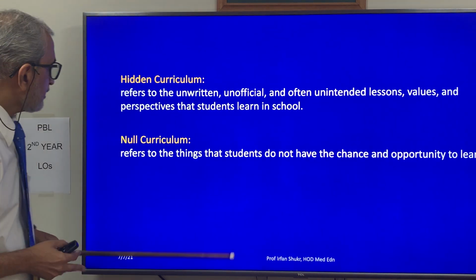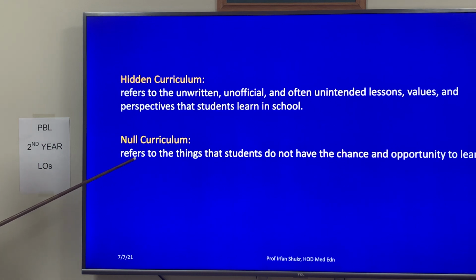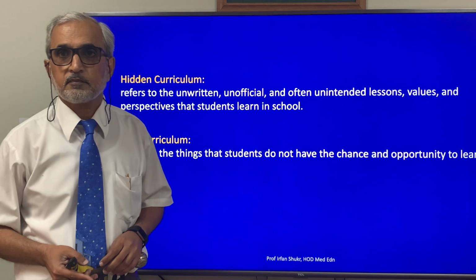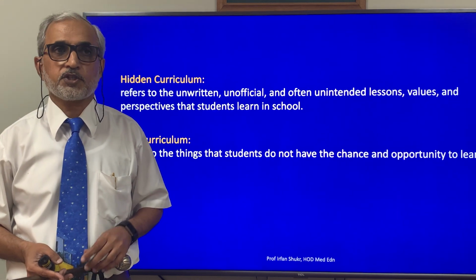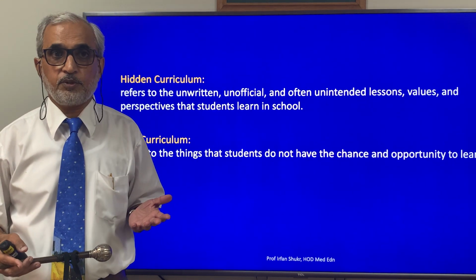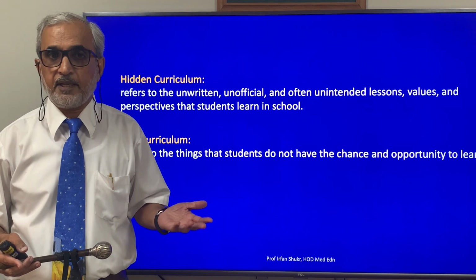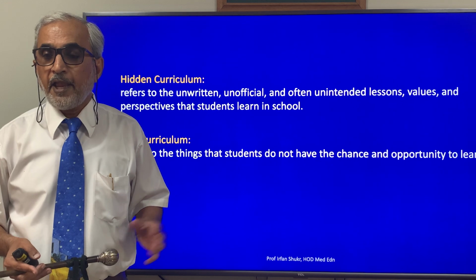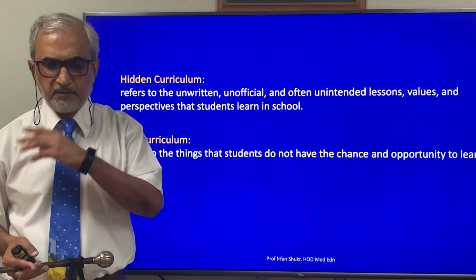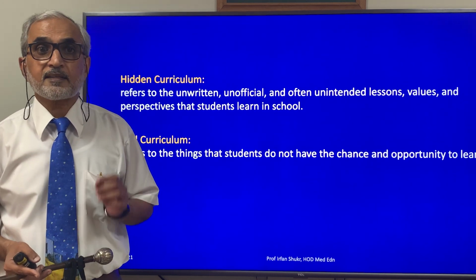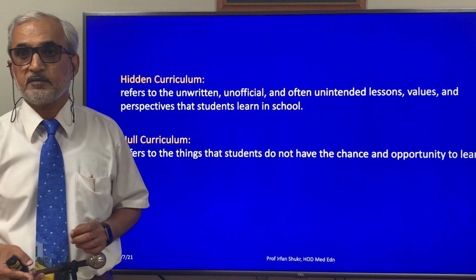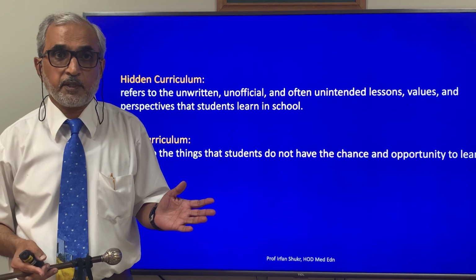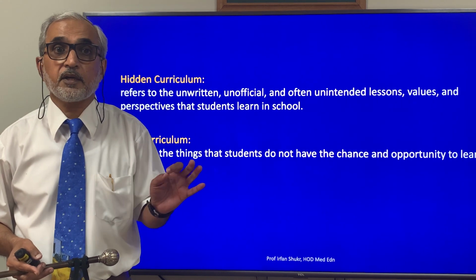Then there is a null curriculum. It refers to the things that students do not have the chance and opportunity to learn, and that is written also. For example, let us say there is a university, like my university. We do not advocate in the OBG modules and these modules that sex education should be given. We don't advocate that. So that will be a null curriculum.